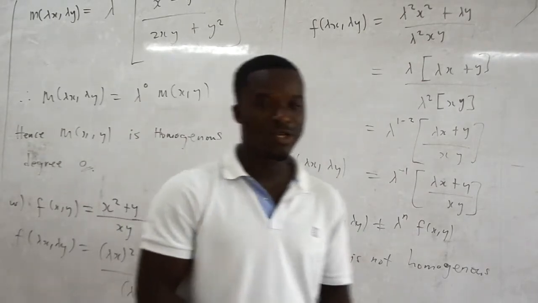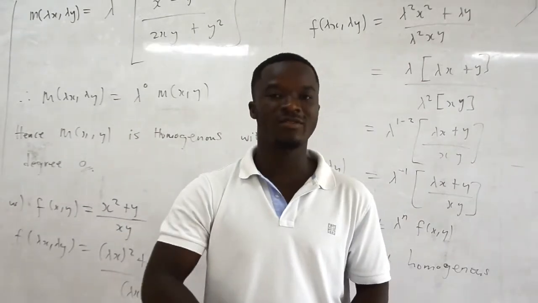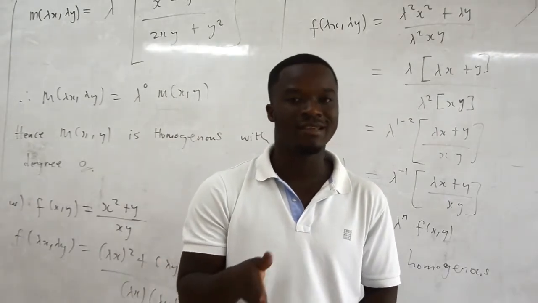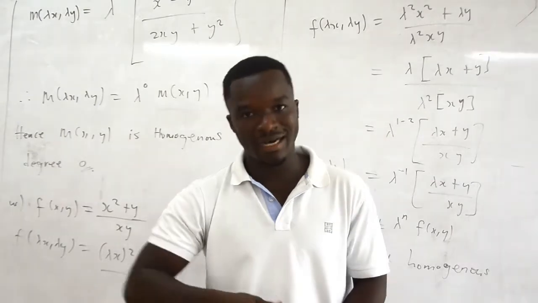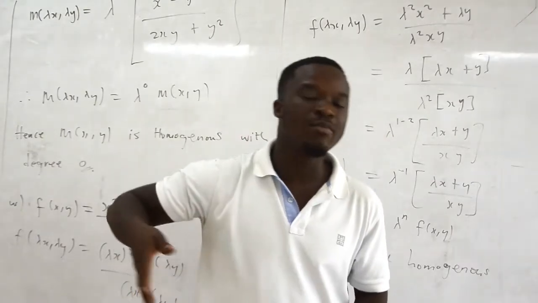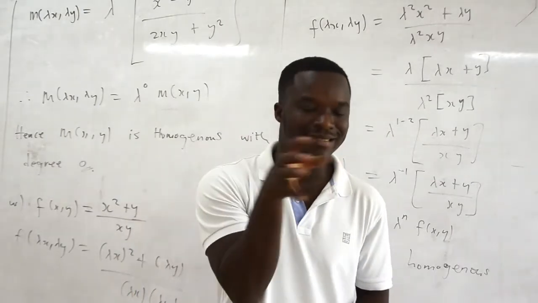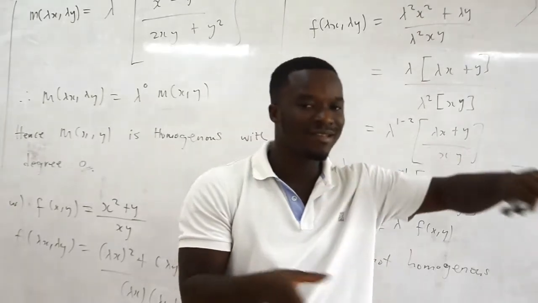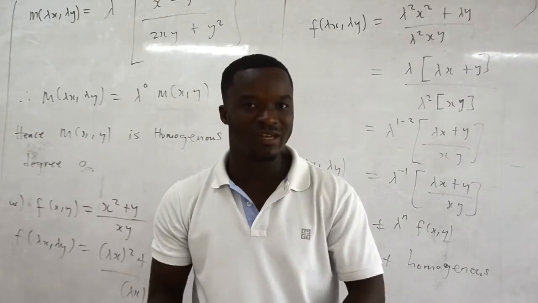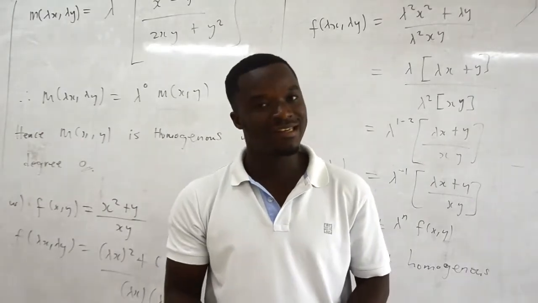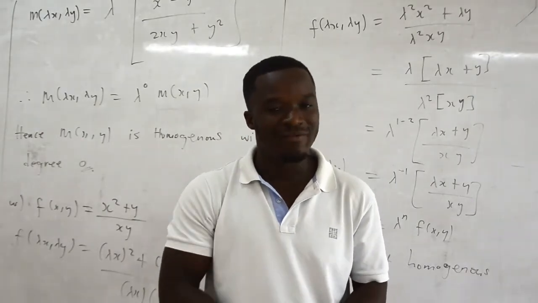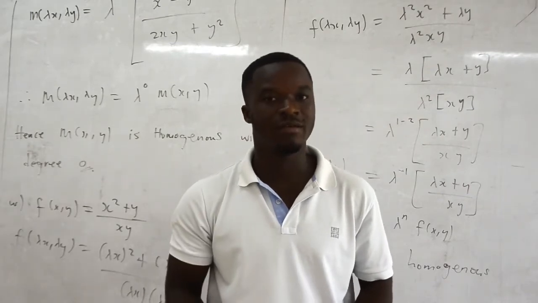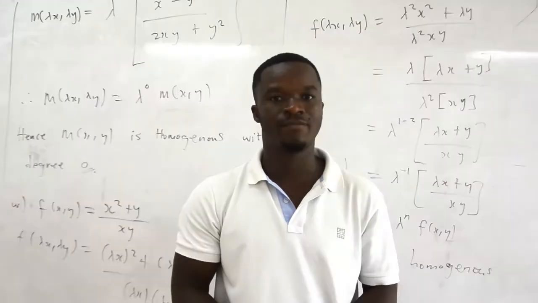So in conclusion, a function is said to be homogeneous when we multiply our function's variables by a certain scalar, and at the end of the solution, we will be able to factor a certain scalar out, multiplied by the original function. But if at the end you are still having a lambda left inside the function, then it is not a homogeneous function. So that's it. Thank you.